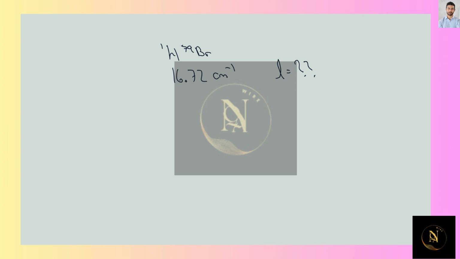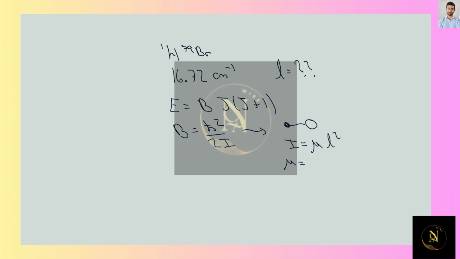So first of all, let's remember that in the rigid rotor approximation, the energy of the rigid rotor is going to be equal to B times J times (J plus 1), where B is equal to h bar squared over 2 times I. Another thing that we know is that for a diatomic molecule, the moment of inertia is equal to the reduced mass times the bond length squared. And the reduced mass is going to be equal to mass 1 times mass 2 divided by the sum of each of them.